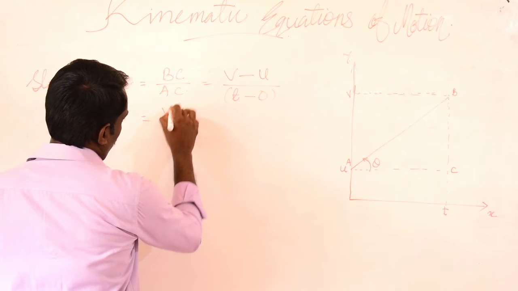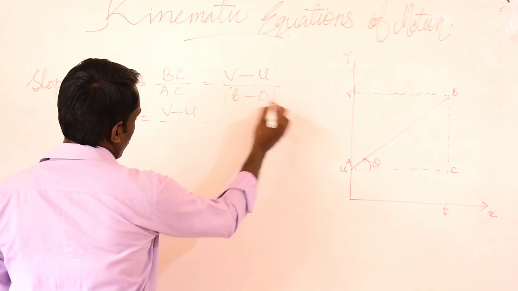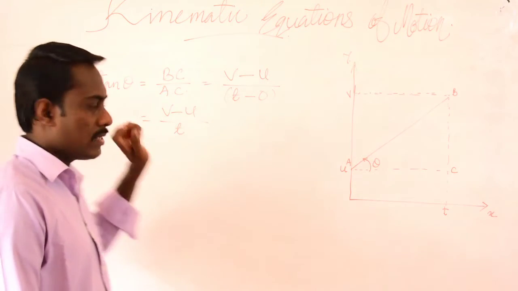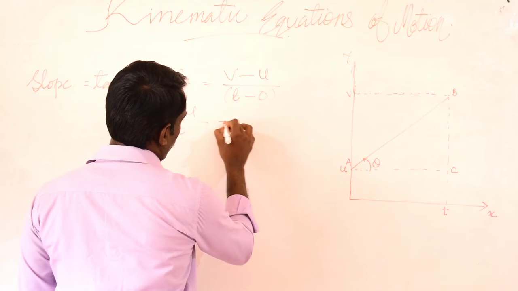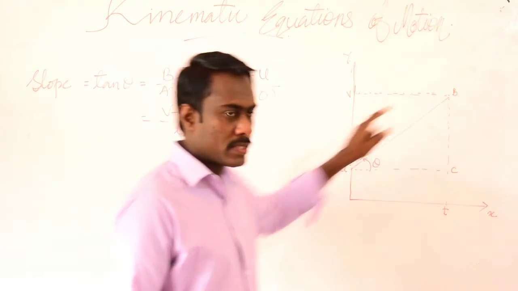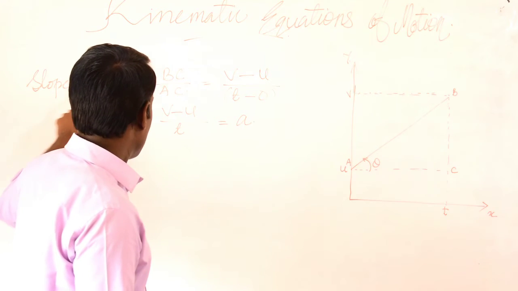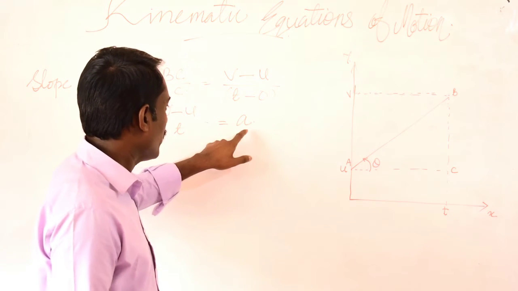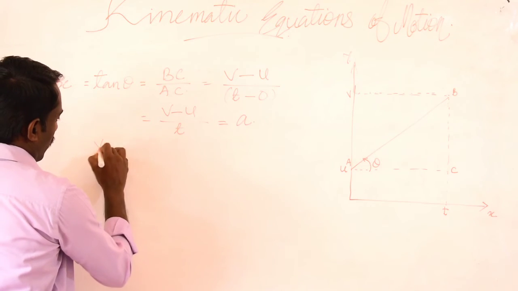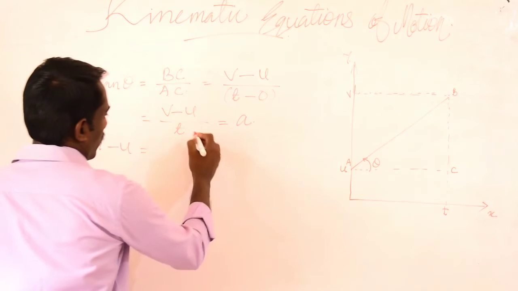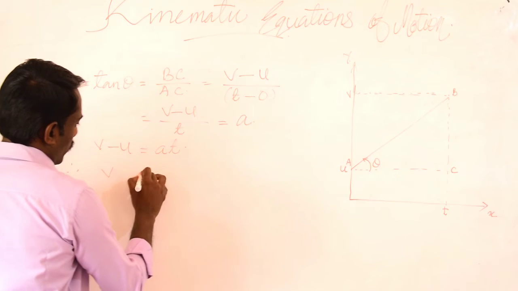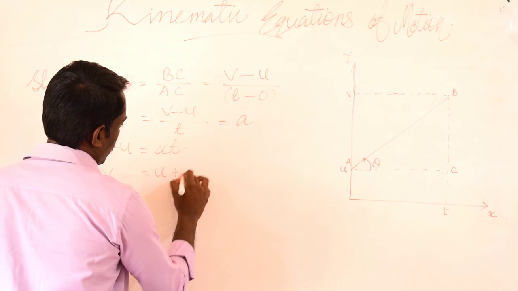That can be written as V minus U divided by t minus 0. So V minus U divided by t is equal to what? That is equal to acceleration A. So that is the slope. Slope is the acceleration, right? So slope tan theta is equal to V minus U divided by t, which is equal to A. That is the value of acceleration. And from this equation we can write V minus U is equal to A into t, that is AT. Therefore V is equal to U plus AT.